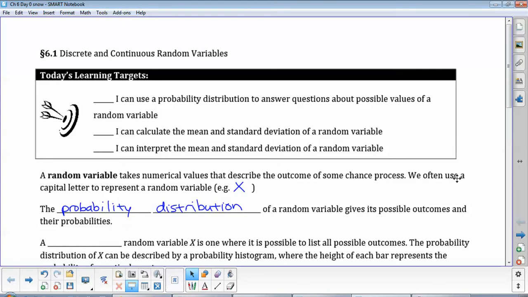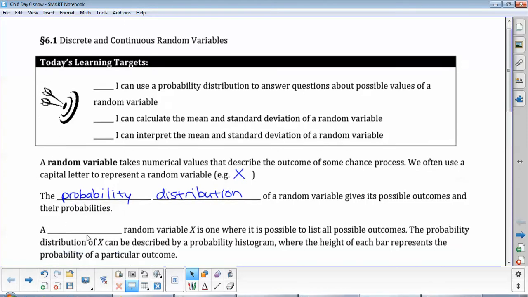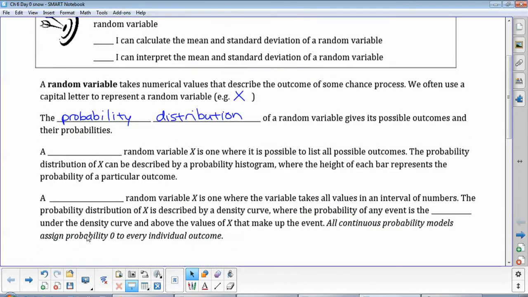The section talks about two different kinds of random variables. One is a discrete random variable. A discrete random variable takes discrete values. The probability can be represented by a probability histogram, where the height of each bar represents the probability of an outcome. A continuous random variable is where the variable takes all values in a certain interval of numbers. The probability distribution is described by a density curve, where the probability of any event is the area under the curve.